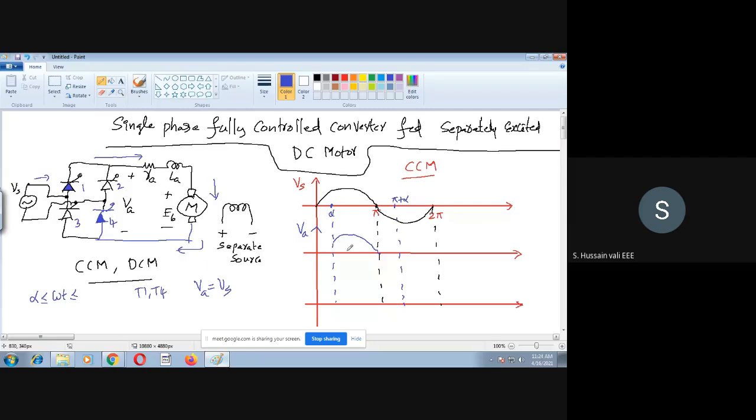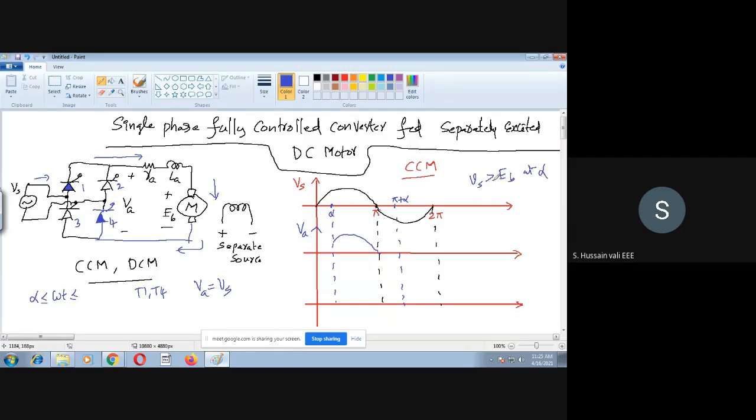Now I want you to tell one important thing. What is that thing that I told you already in the previous semi-converter also? Wherever you do the triggering, at that instant the supply voltage should be more than EB. Okay, I will write that. So the Vs should be more than EB at alpha.